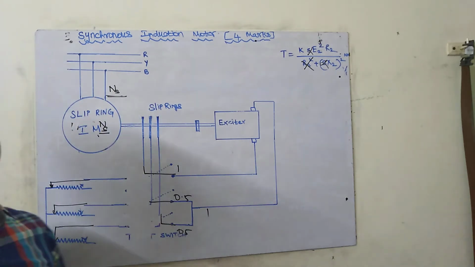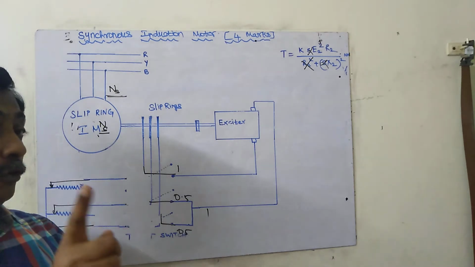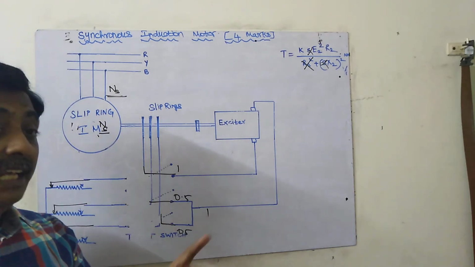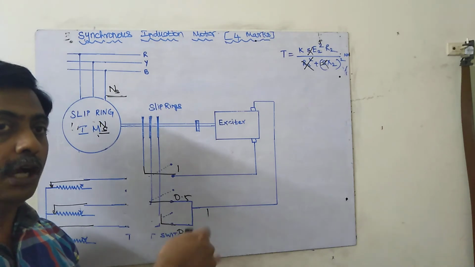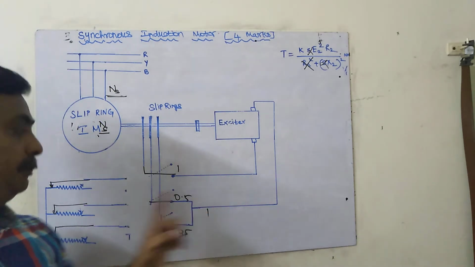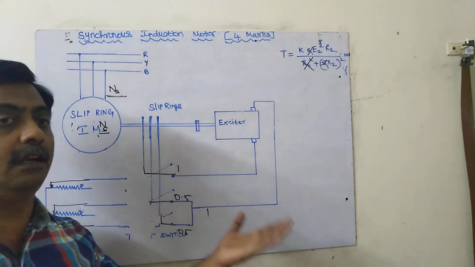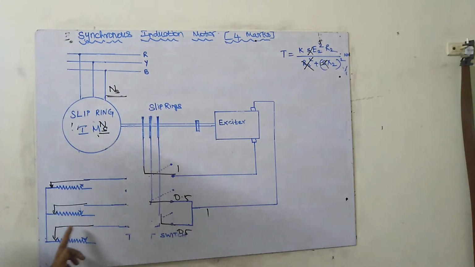What is the advantage of this? The main advantage is that no separate starter is required. If you go for a synchronous motor, we need starters, because the rotor has to achieve synchronous speed. Here there is no need for starters, because the rotor resistance will act as a starter. Similarly, a slip ring induction motor also needs a starter, such as a star delta starter or any one type of starter. Here we are using a rotor resistance starter, so no separate starter is used.